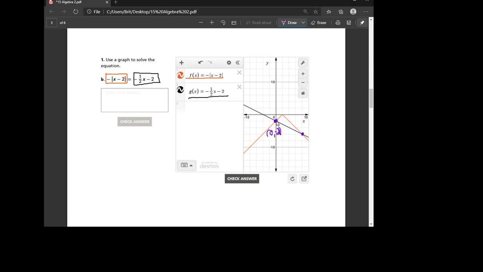I originally thought this was -1 because I didn't look at my scales. But each of these boxes is counting by 2, so that's why the scale out here is 10. So this is actually at 0, -2. If these boxes are counting by 2, this one is at 2, 4, 6, 8 on the x-axis, and then 2, 4, 6, that's at -6 on the y-axis. So my two solutions are x equals 0 and x equals 8.